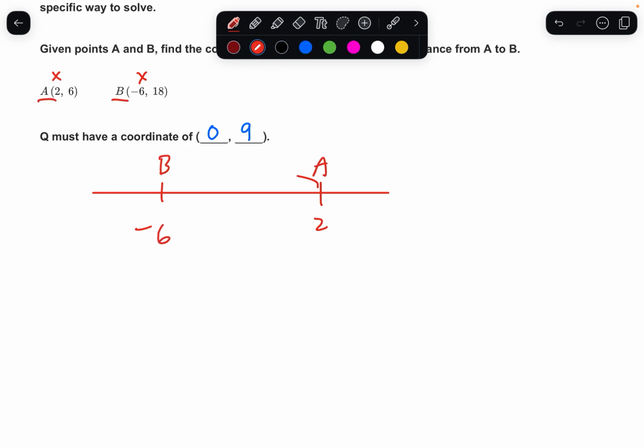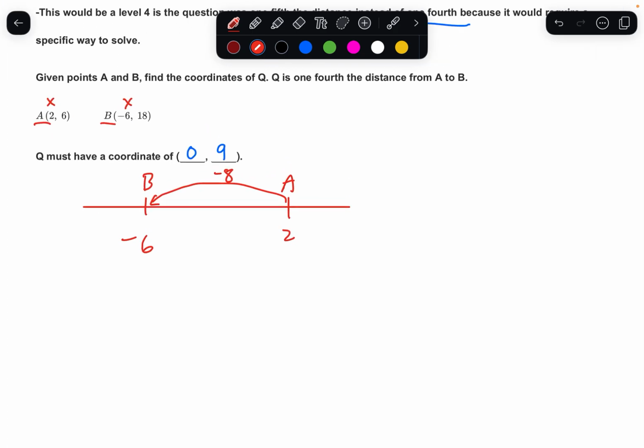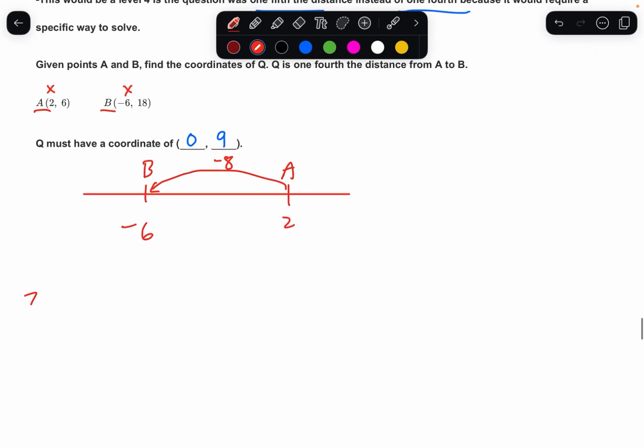So we're traveling this direction, okay? We're just talking about the x coordinates on a number line. We're just talking about those numbers, 2 and -6. How far apart are these x coordinates? 2 to -6 is a distance of -8. So if I told you to go the entire distance, starting at 2, when we subtract 8, we land at -6. That is going the entire way. That's 100% of the distance from A to B.